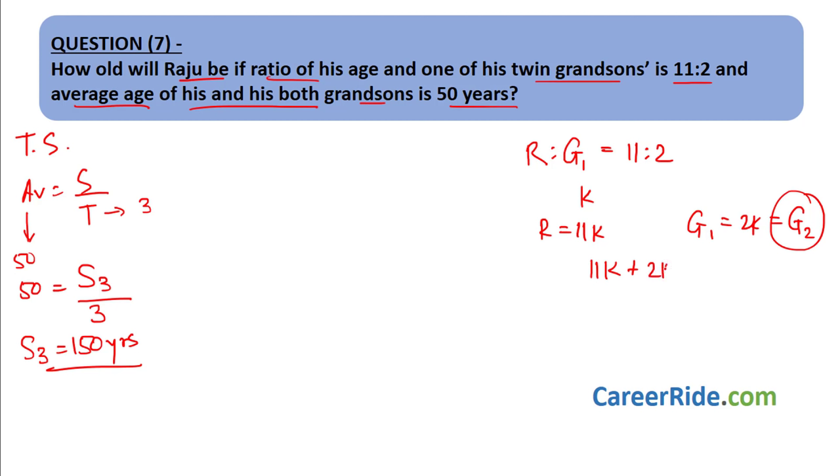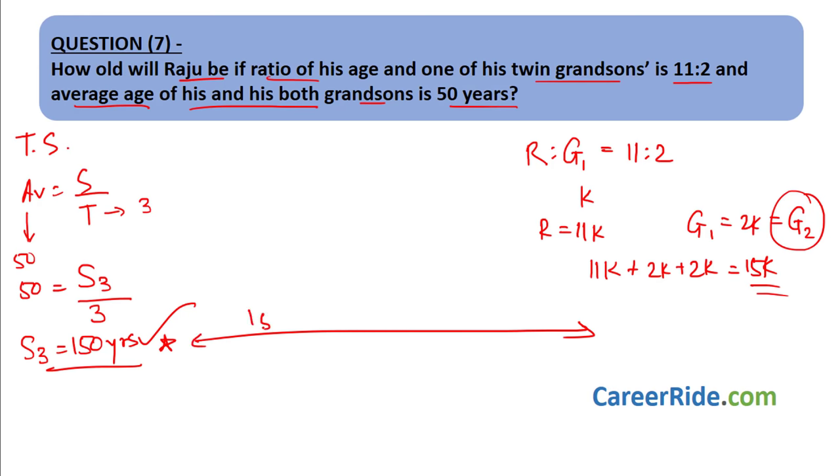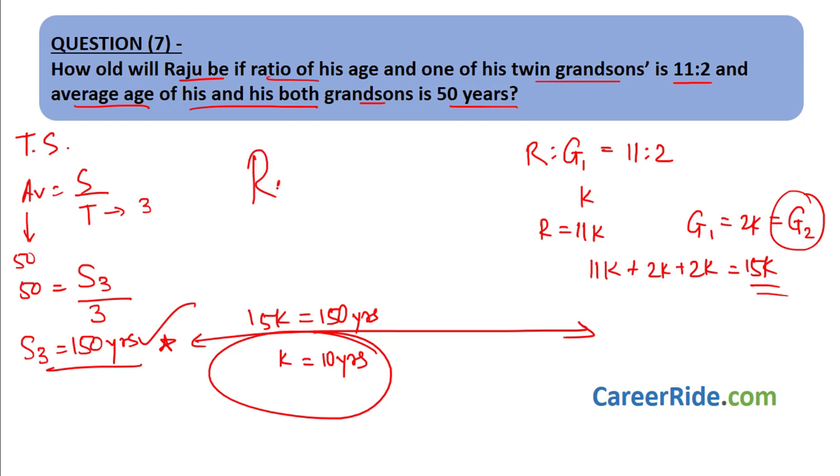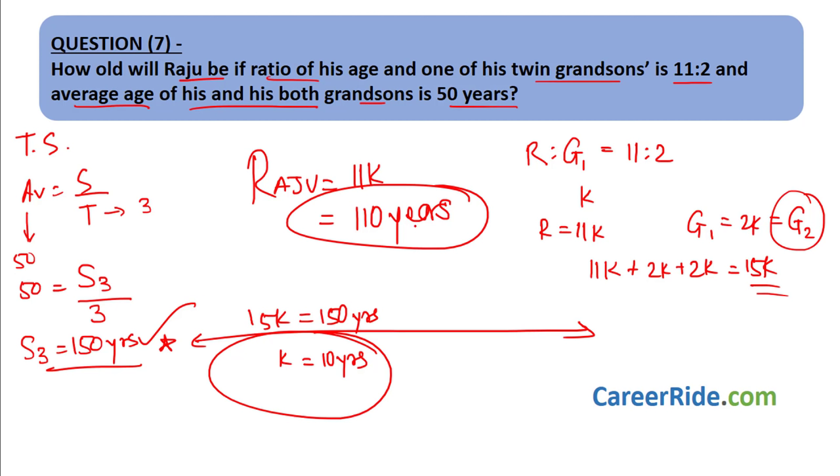What is the total of their ages? 11k plus 2k plus 2k would be 15k. But we already know the sum of the ages of Raju and his grandsons is 150 years. We have calculated it over here. Equate this, what do we get? 15k equal to 150 years. So k would be 10 years, right? Since k is 10 years, what is the age of Raju? That is 11k, that is 11 into 10, 110 years. See how easily, using the concept of total sum, we calculated the answer. Moving to the next question.